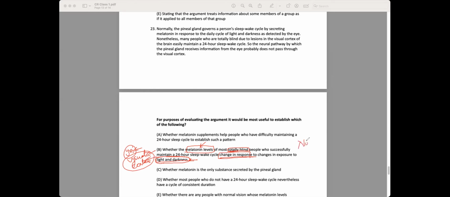If the answer is no, their melatonin level doesn't change in response to that, which means the visual cortex is blocking that sensation. So it does tell me whether the visual cortex is part of that path or not. Getting my point, everyone?